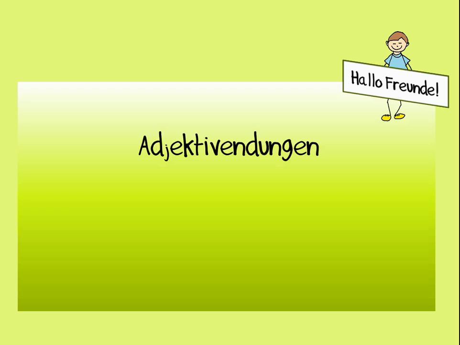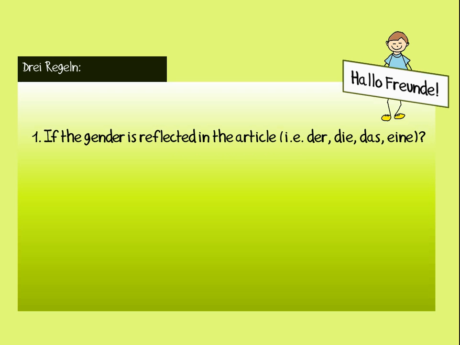Now, there are some pretty intricate charts out there for adjective endings, and I feel that it's kind of difficult to learn those. So here is a little simplified version of learning adjective endings. We have 3 rules. Look at the article in front of your adjective. Does that article reflect the gender, and may I add, the case of the noun that it modifies?